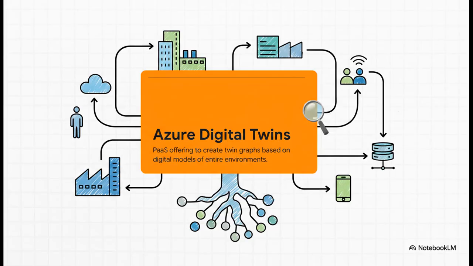So before you can track what's happening in your business, you've got to build that live, up-to-date digital representation of it, right? Well, Azure Digital Twins is the platform as a service, or PaaS offering, that actually makes this whole thing possible. It lets you create these incredibly detailed twin graphs based on digital models of your entire environment. So we're not just talking about a flat list of assets here. It's a dynamic, connected graph that models how every person, place, and thing actually relates to one another.